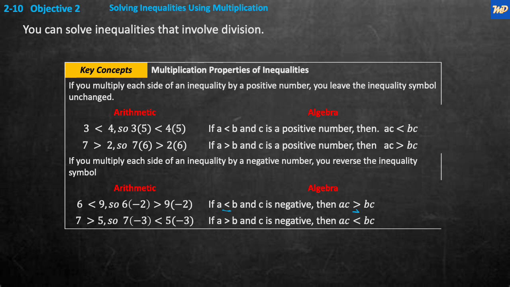6 times negative 2 is negative 12. 9 times negative 2 is negative 18. And negative 12 is greater than negative 18. 7 is greater than 5. So 7 times negative 3 is less than 5 times negative 3. 7 times negative 3 is negative 21. 5 times negative 3 is negative 15. And negative 15 is definitely larger than negative 21. Or you can say negative 21 is less than negative 15.